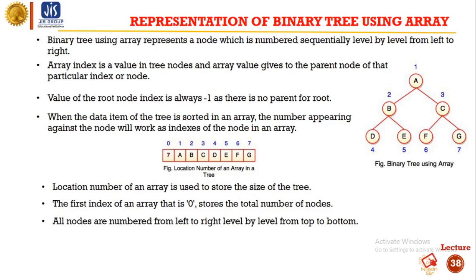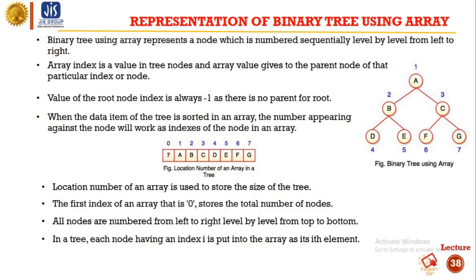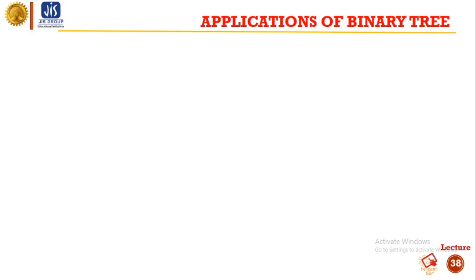Next we will come to the next level, that is level 2. In level 2, we will first visit D, then E, after that F and G. Now in a tree, each node having an index is put into the array as its ith element. Now what are the applications of binary trees?